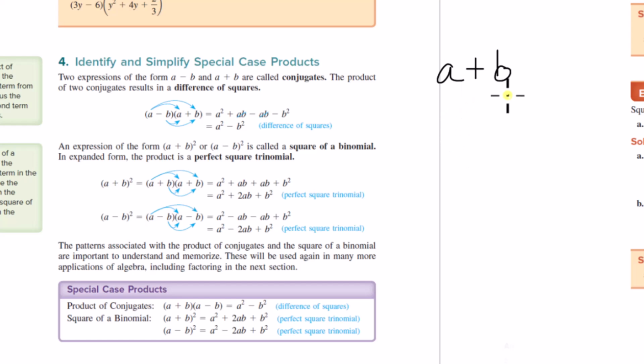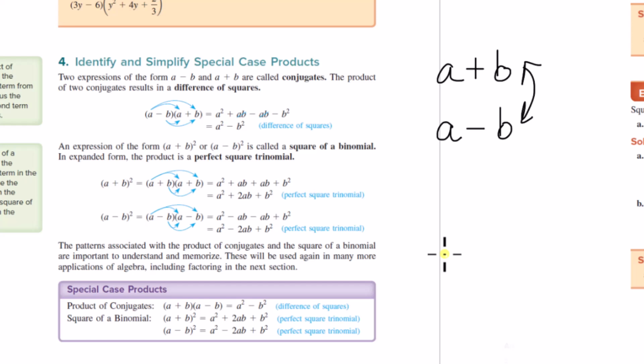Something that's related, like a kind of a cousin of this or a twin brother of this, is when you leave the a and the b in the same positions. The a is on the left, the b is on the right, but you just swap the sign in the middle. And what you have now are conjugates. These are conjugates of each other. A minus b is the conjugate of a plus b, and a plus b is the conjugate of a minus b.